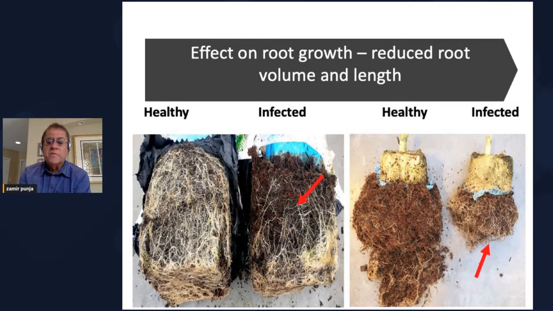It's going to impact how much flower you can pull off. It'll impact the size of the flower. It'll impact, as you'll see in a few minutes, THC and CBD levels, because you've got a smaller, underperforming plant compared to the healthy plant.